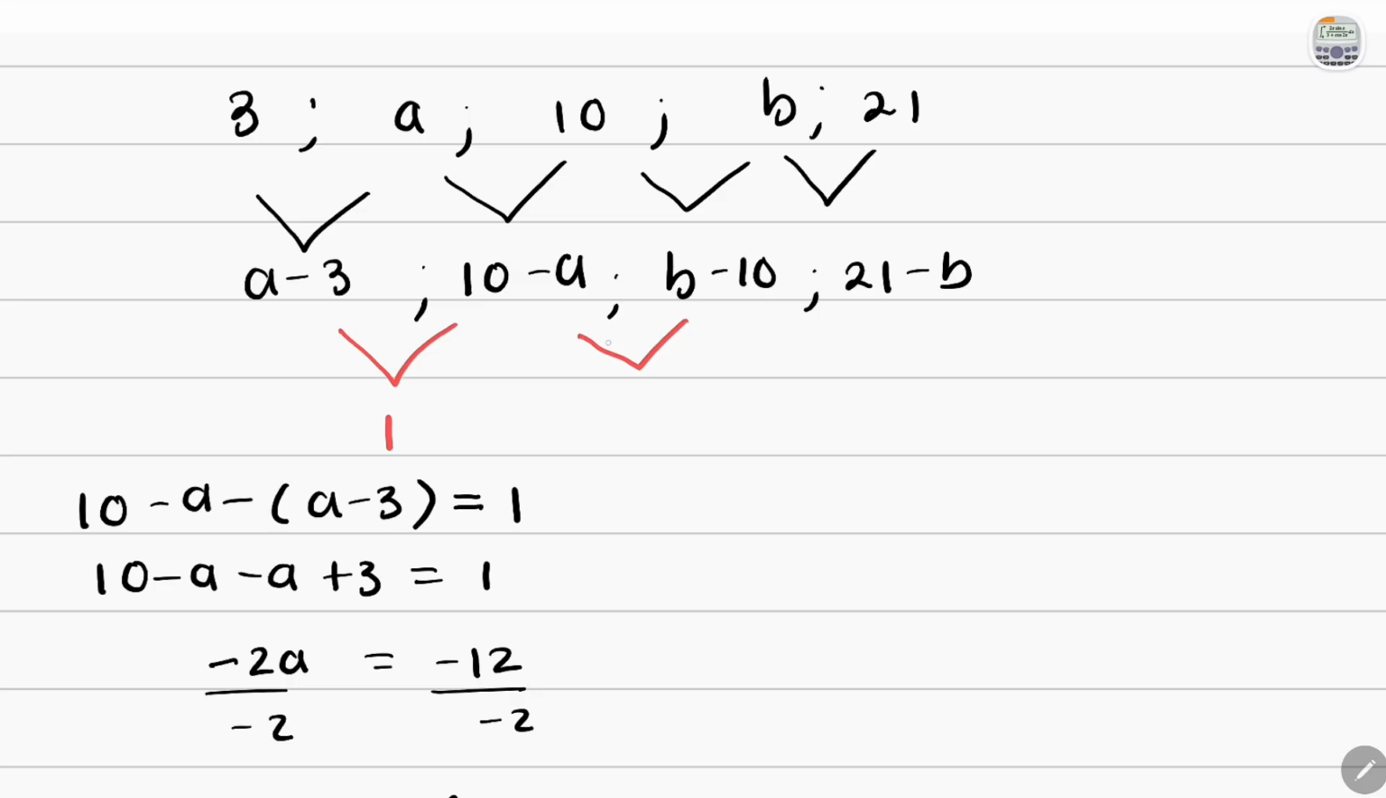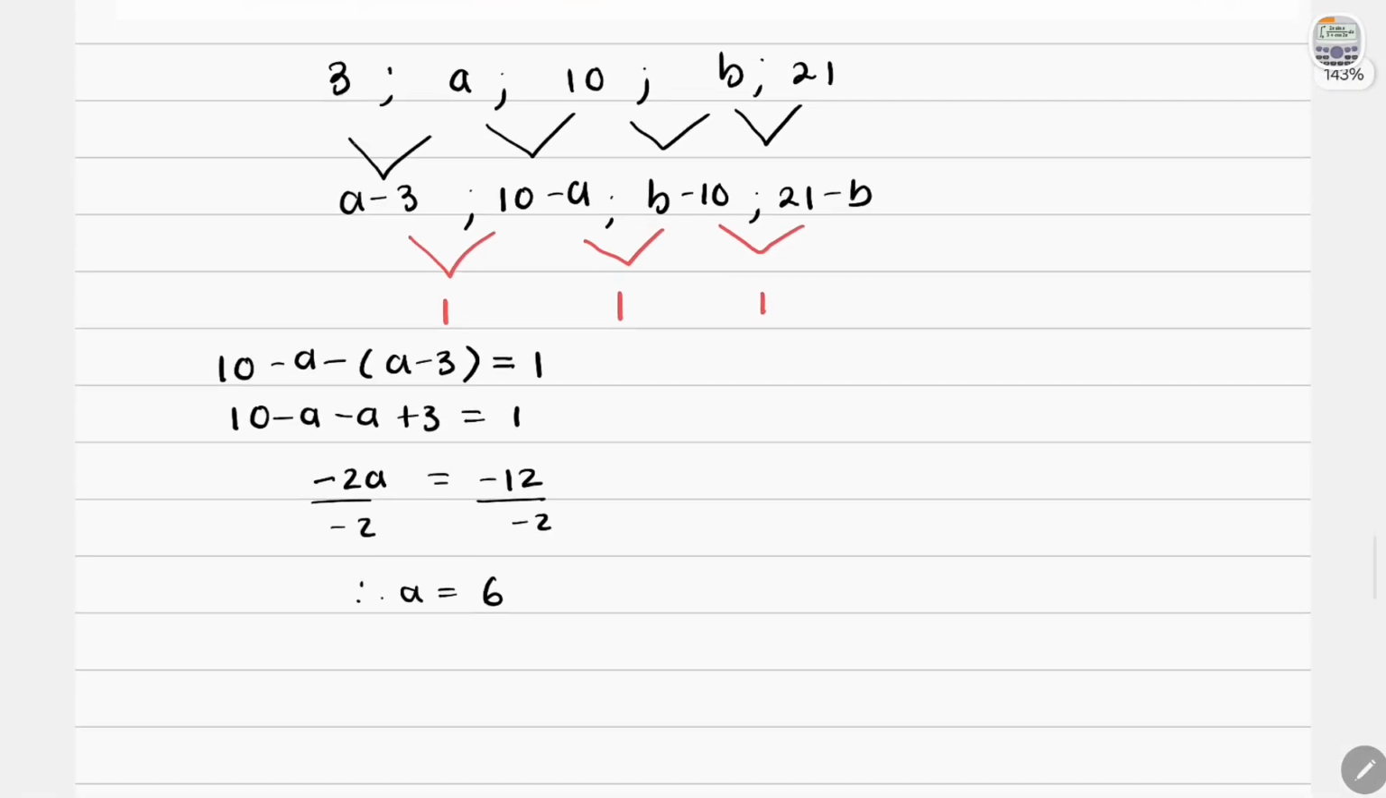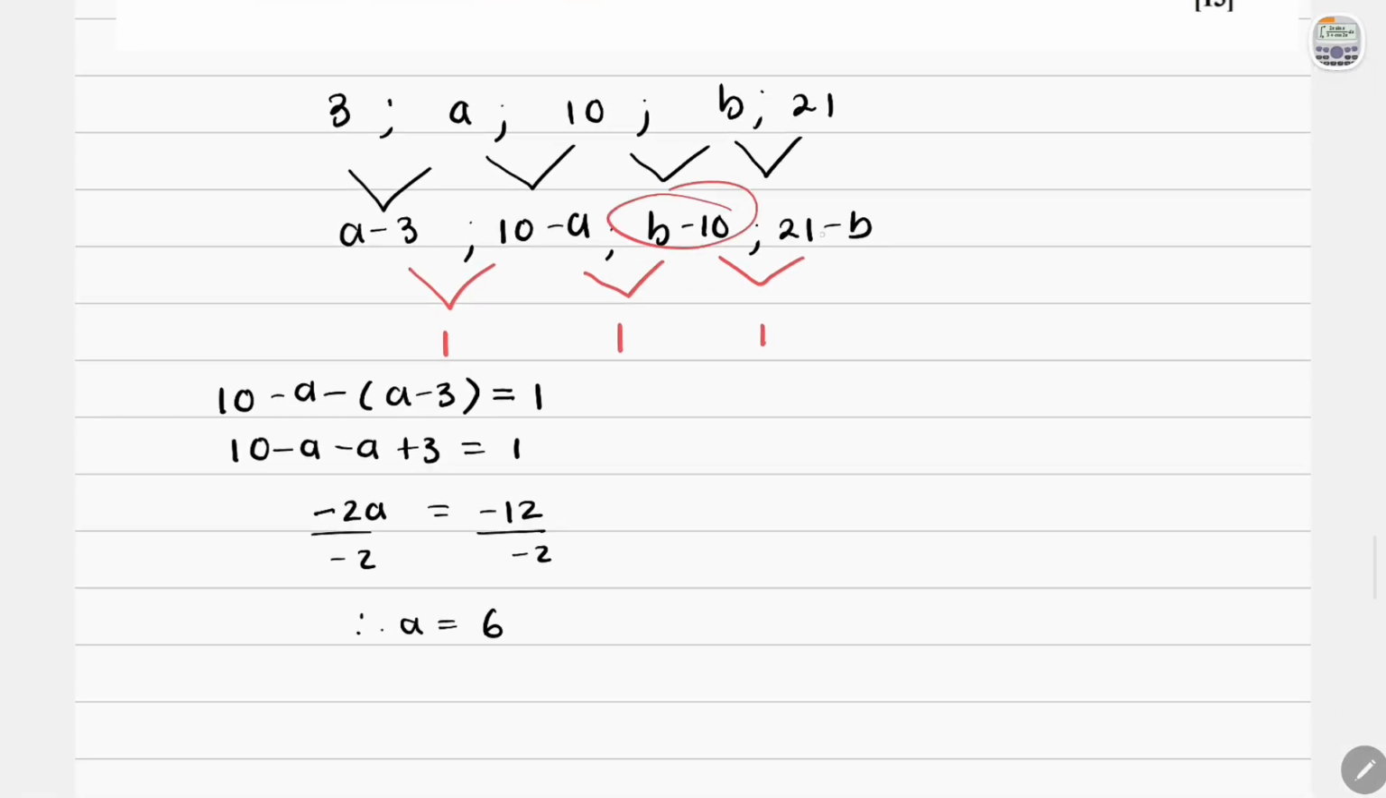You could say b minus 10 minus 10 minus a is equal to 1, since we know the second constant difference is 1. You could have also done this and said that that is equal to 1. So just take the one that would look easier. I think subtracting these two would be easier. We'd say 21 minus b minus b minus 10 is equal to 1.